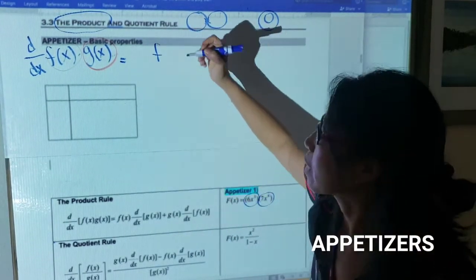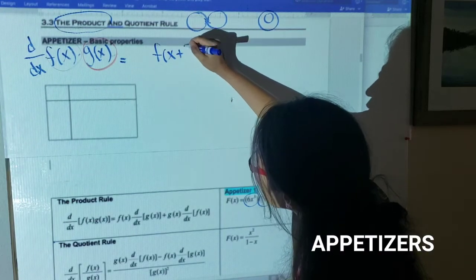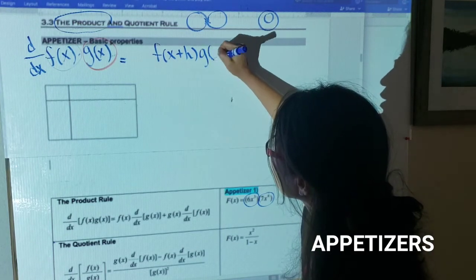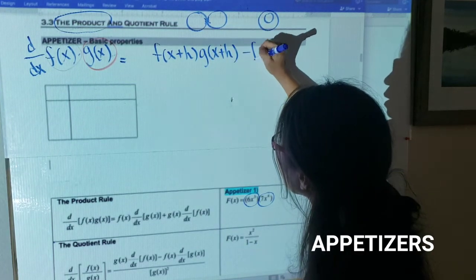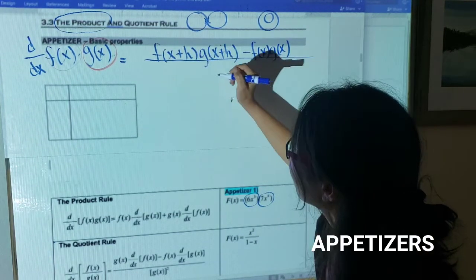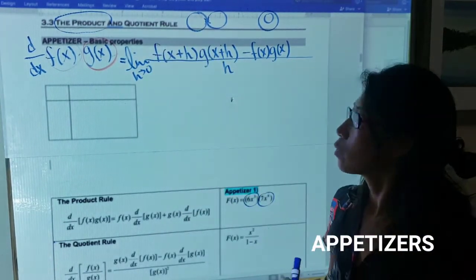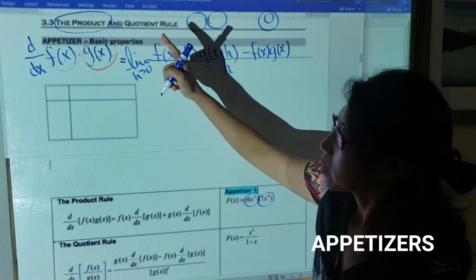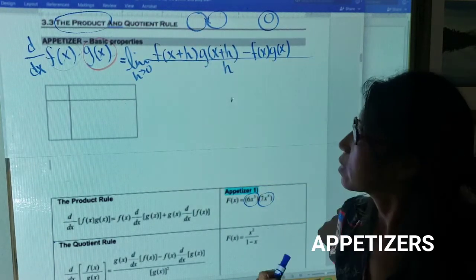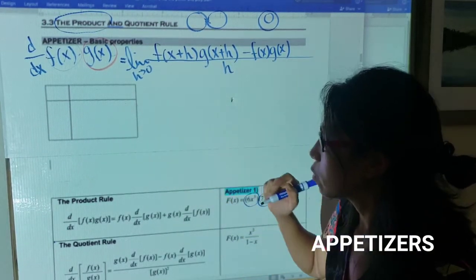I'm using the official definition of the derivative. It's going to be f of x plus h times g of x plus h, minus f of x times g of x, over h, as h goes to 0. I'm changing a plus h to x plus h so that you don't get confused. So I just use the definition, f of a plus h minus f of a over h. I hope you see that. Then, I don't know what this means, so that's why I'm going to show you with a figure.